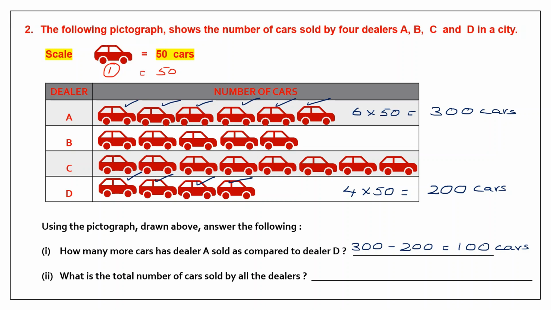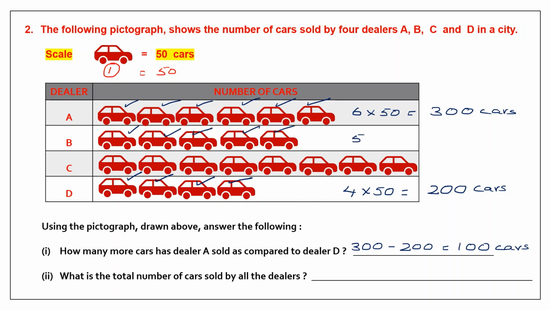Next question. What is the total number of cars sold by all the dealers? Okay, so we have to find out how many cars were sold by each one and then add up all. We already know dealer A sold 300 cars. Now let's see dealer B. So 1, 2, 3, 4 and 5 cars.